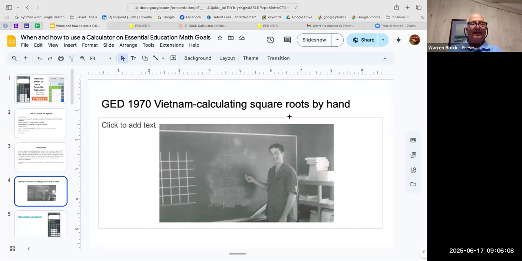This is my Vietnam experience teaching square roots by hand in 1970. It was part of the GED curriculum then, and thankfully it's changed.